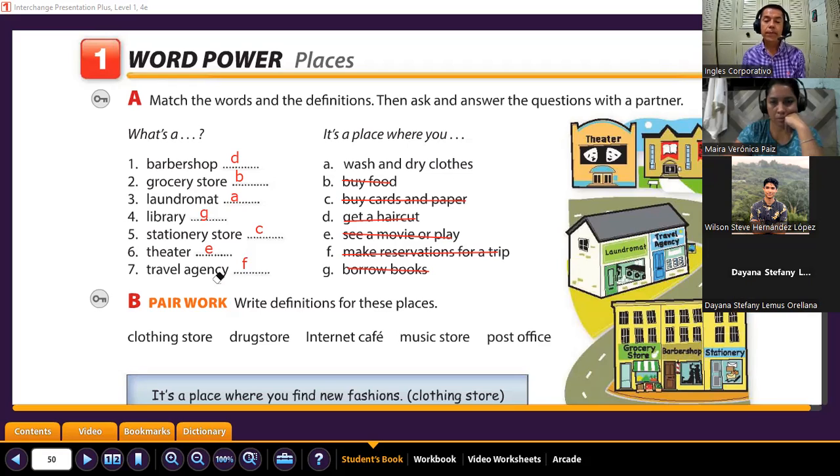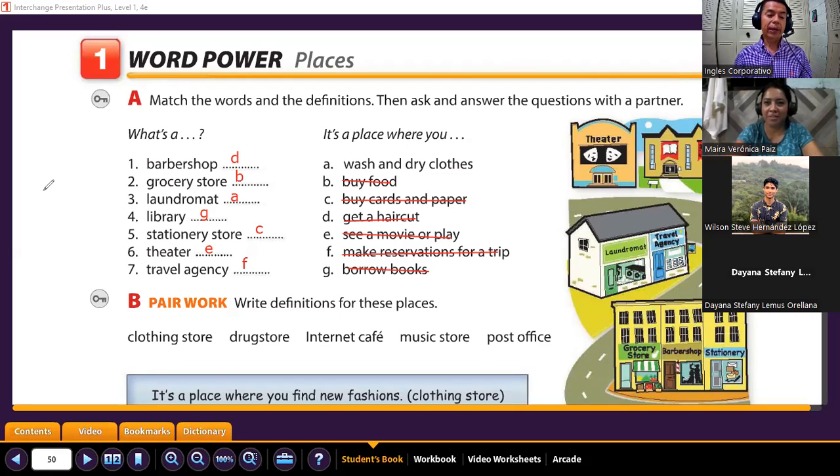It's a place where you... No sé, retirar, ¿cómo podría decirlo? Retirar. I remember the word. ¿Cómo retirar dinero? Yes, it's take money. It's a place where you take money. Take money, right? Okay, let me see. Withdraw is the word. Ya me acordé.